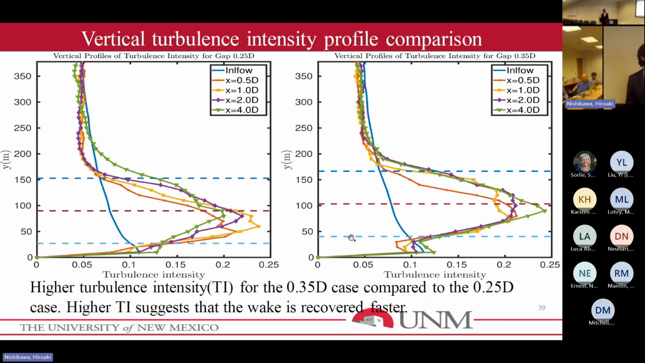So this is the vertical turbulent intensity profile comparison. For the larger gap, you can see that the turbulent intensity is higher. We suggest that the turbulence is generating more in the downstream, which is accelerating the wake recovery.